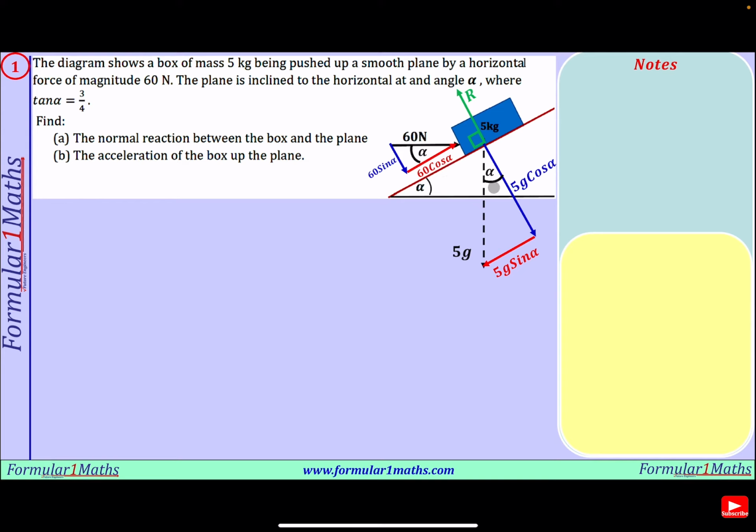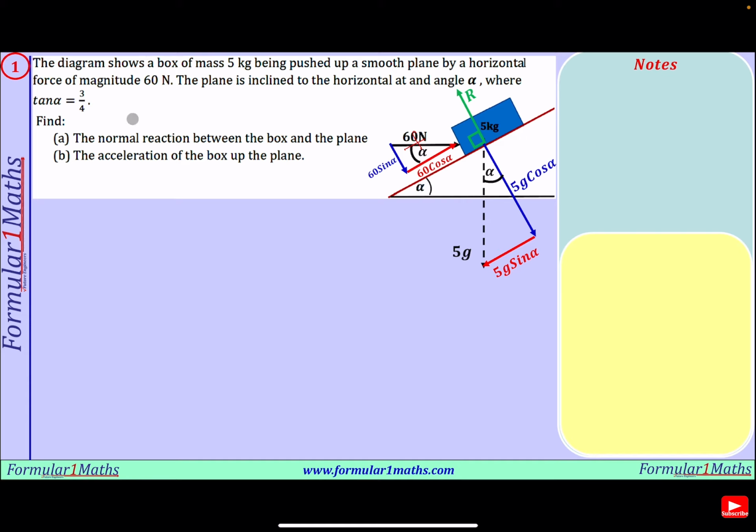So we've got all the forces in there. This force now goes away because it's represented by 60 sine alpha and 60 cos alpha. So we can now go and solve our first question.